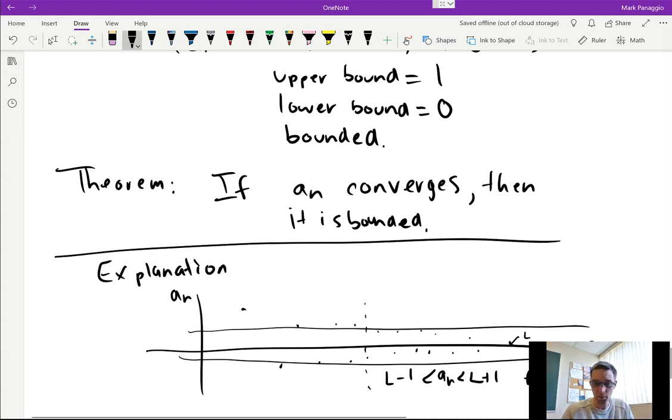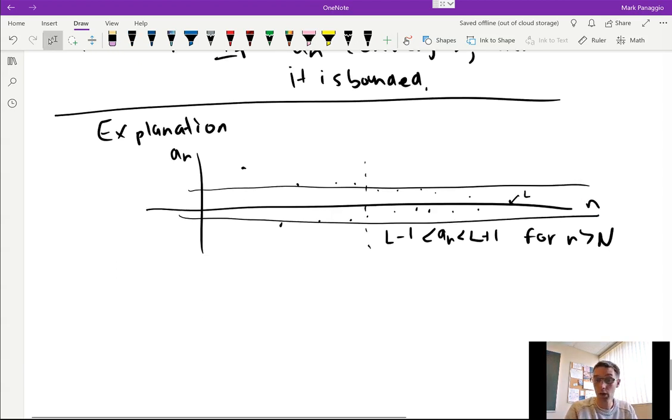If I go far enough in my sequence, they're all going to have to be relatively close. All right, so if the sequence converges, we know at least at the tail end that the terms in the sequence are bounded between L plus 1 and L minus 1. But what about the early terms in the sequence? What about the ones right at the beginning?